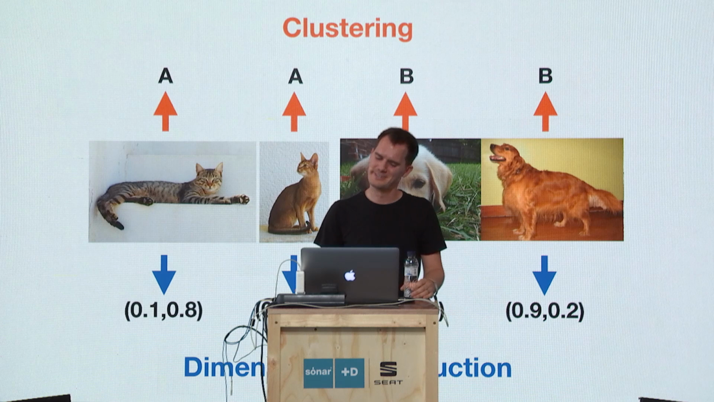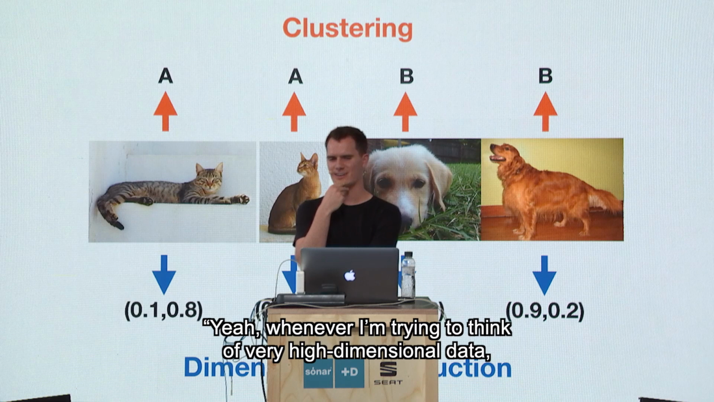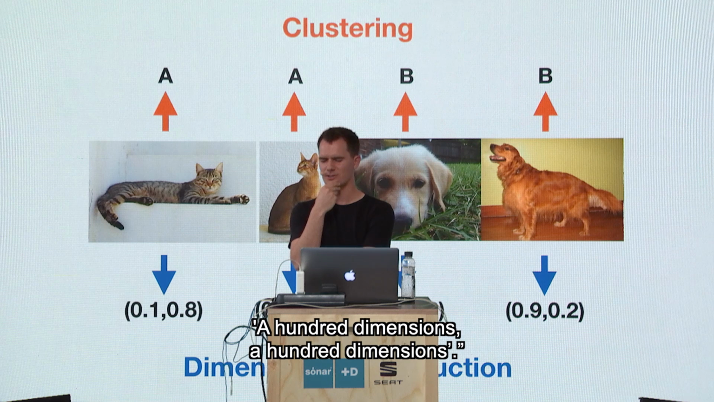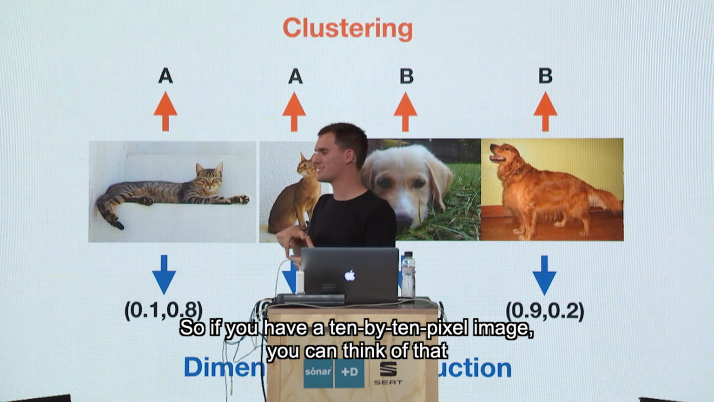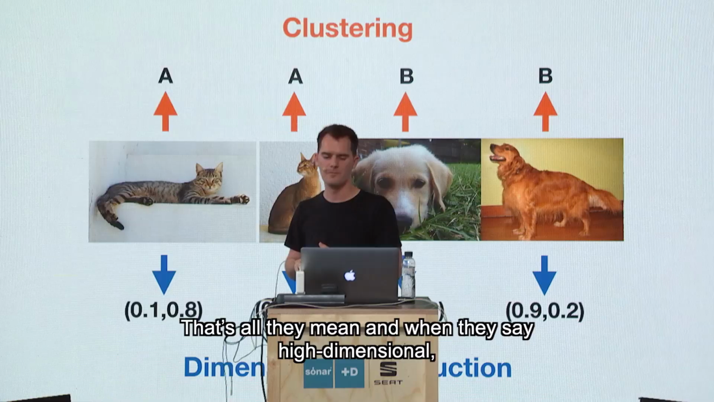Geoffrey Hinton actually says, whenever I'm trying to think of very high dimensional data, I just think of three dimensions, and then I repeat to myself, 100 dimensions, 100 dimensions. So if you have a 10 by 10 pixel image, you can think of that as a 100 dimensional data point. There's 100 numbers in that image, right? Like a grayscale 10 by 10 pixel image. So that's all they mean when they say high dimensional.